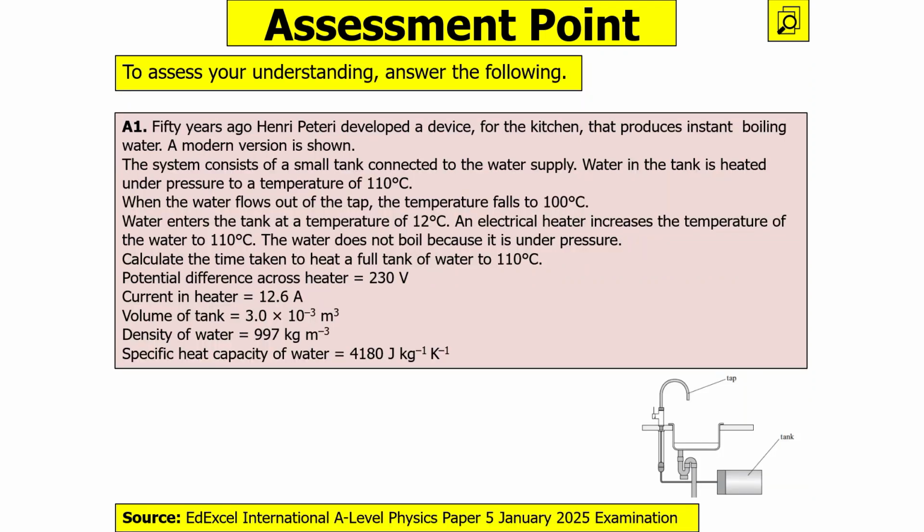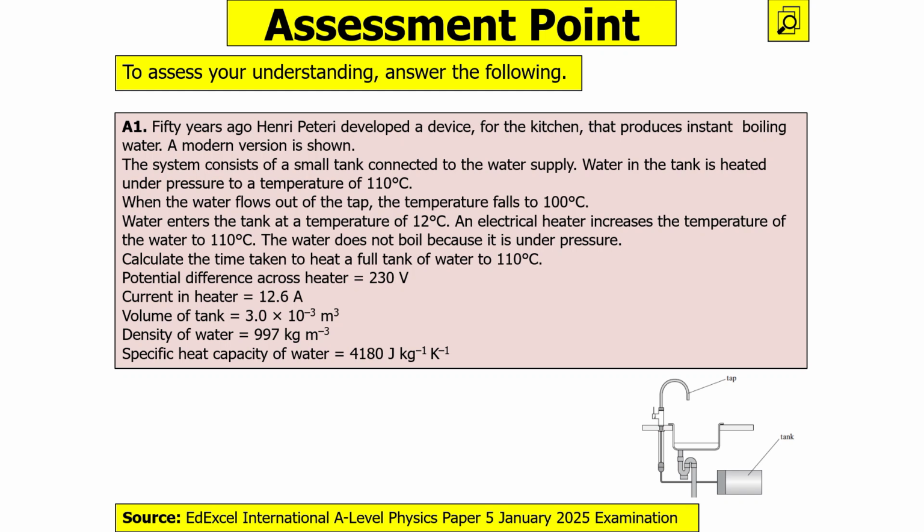50 years ago, Henri Pétry developed a device for the kitchen that produces instant boiling water. A modern version is shown. The system consists of a small tank connected to the water supply. Water in the tank is heated under pressure to a temperature of 110 degrees Celsius. When the water flows out of the tap, the temperature falls to 100 degrees Celsius.